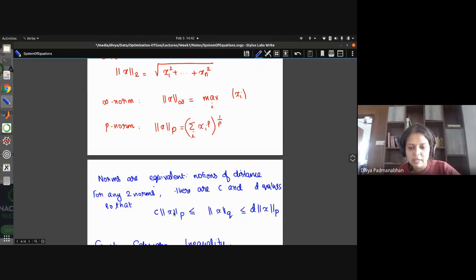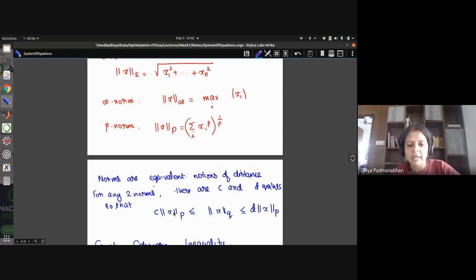Of course, the exact value will change for each of these norms, but the relative values across x and y, if they have some relation, say norm x is less than norm y, that is going to get preserved across norms. So that's one thing I want you to remember.